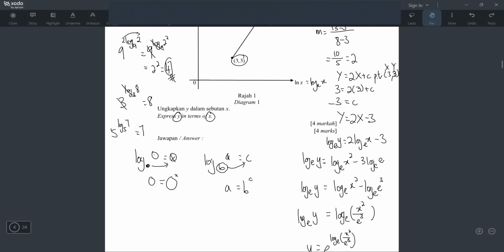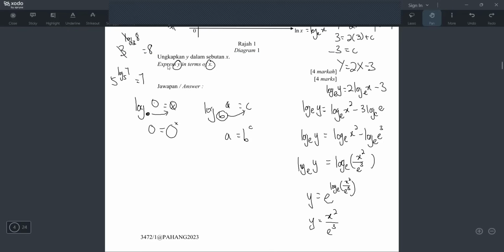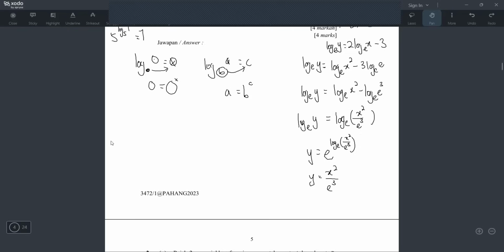But make sure in front there is no number first. If there is a number in front, bring it up first, right? So can you see in front of the log there is no number, and the number has power log, and coincidentally the number base and the log base are the same. So what we can do is cut them out. What happens when you cut them? You are left with x squared over e power 3, and this will be y, right? And this will be the answer, because I already found y in terms of x.